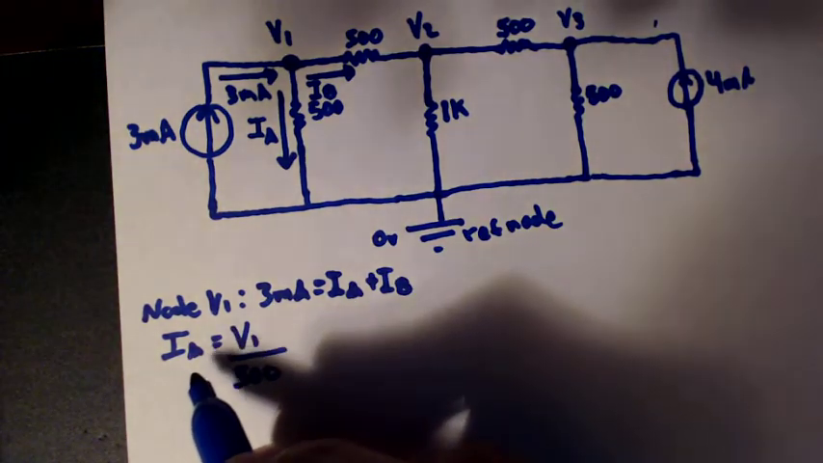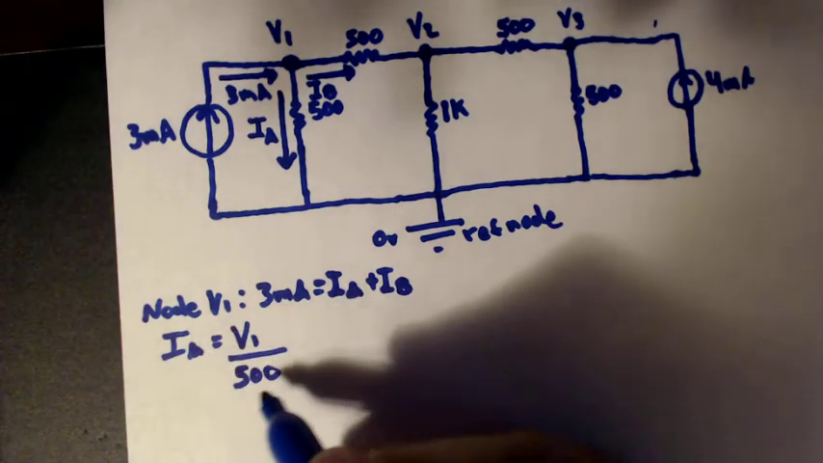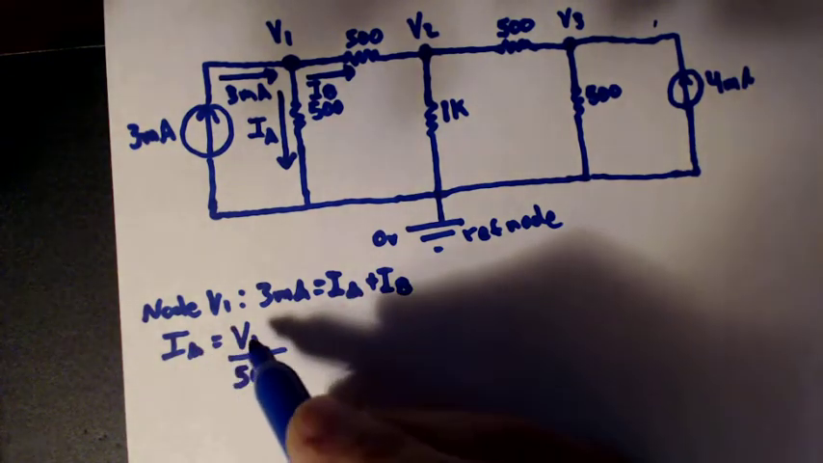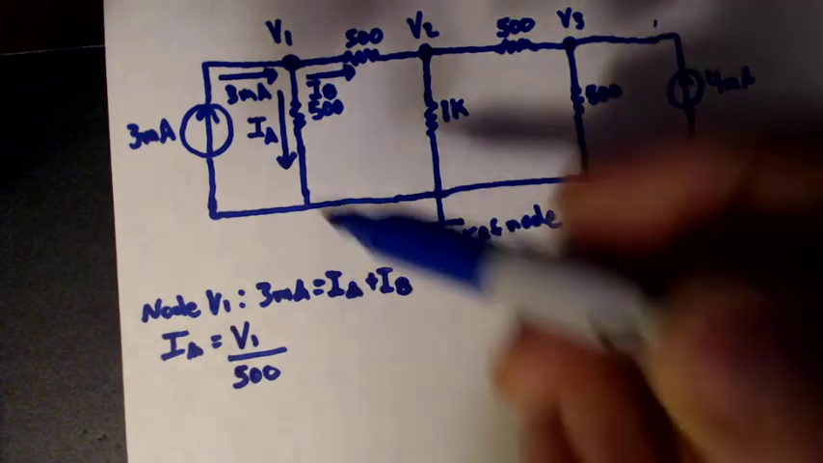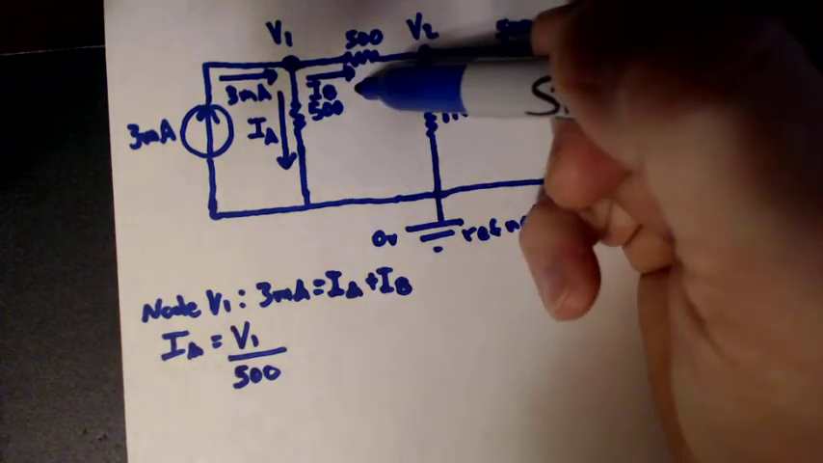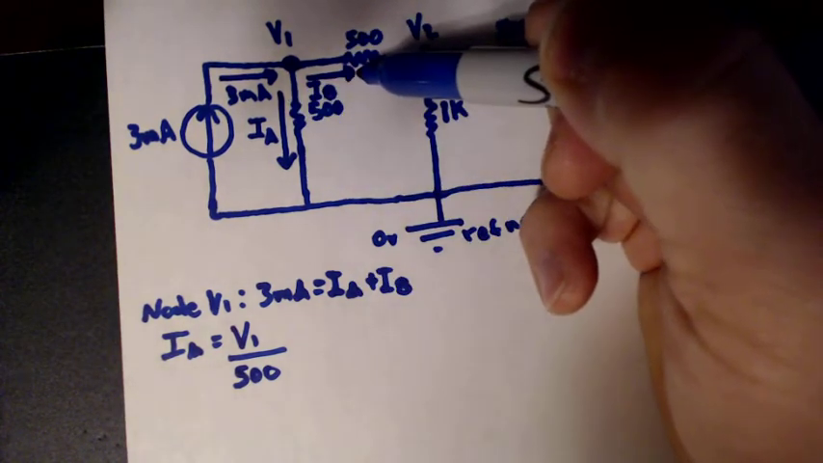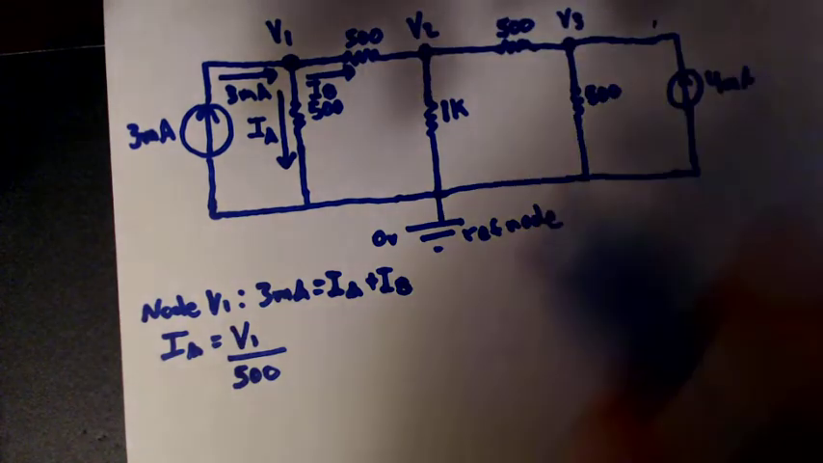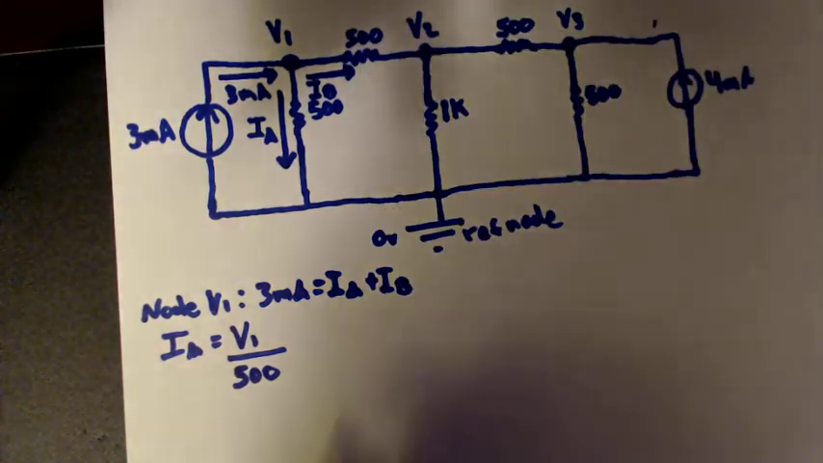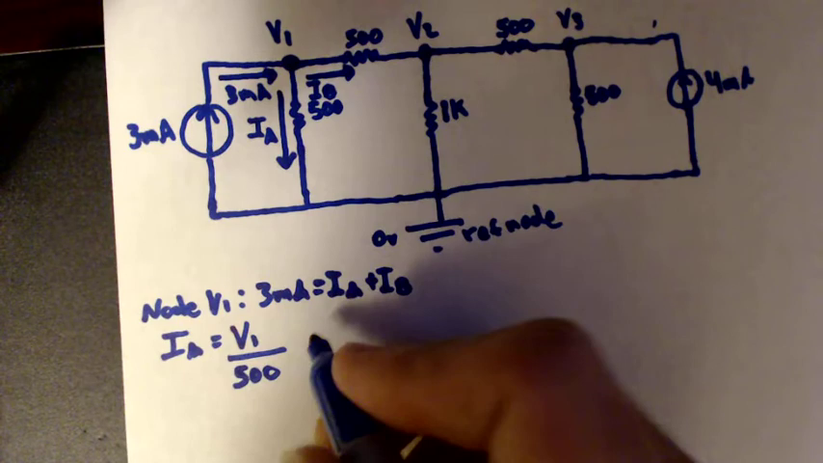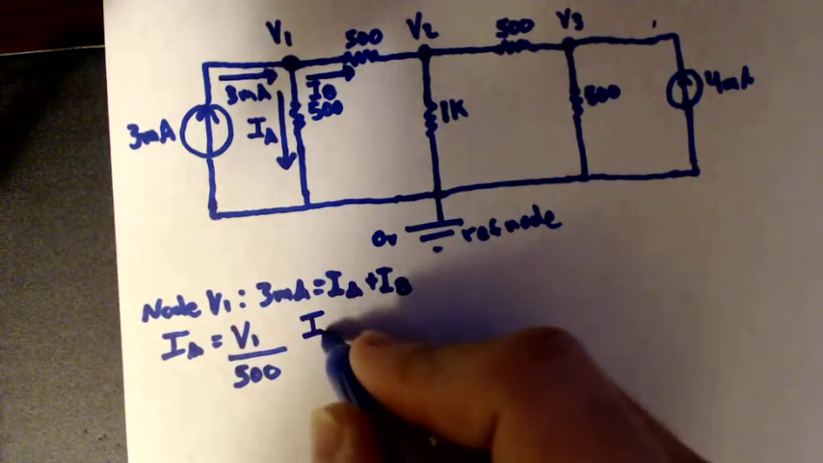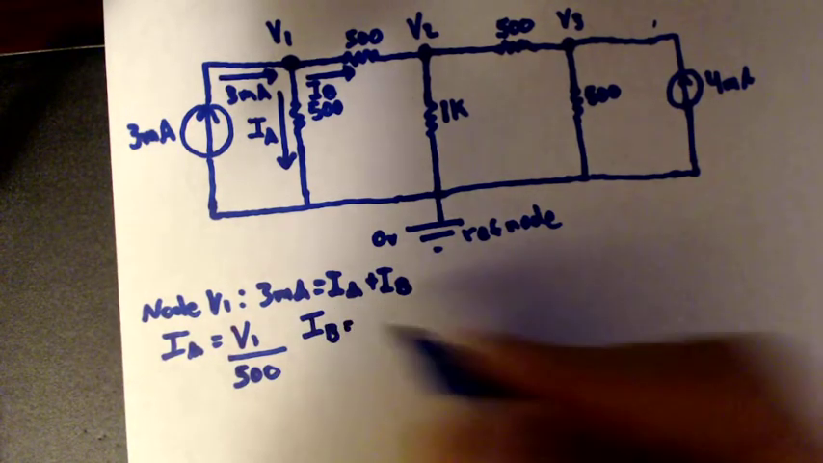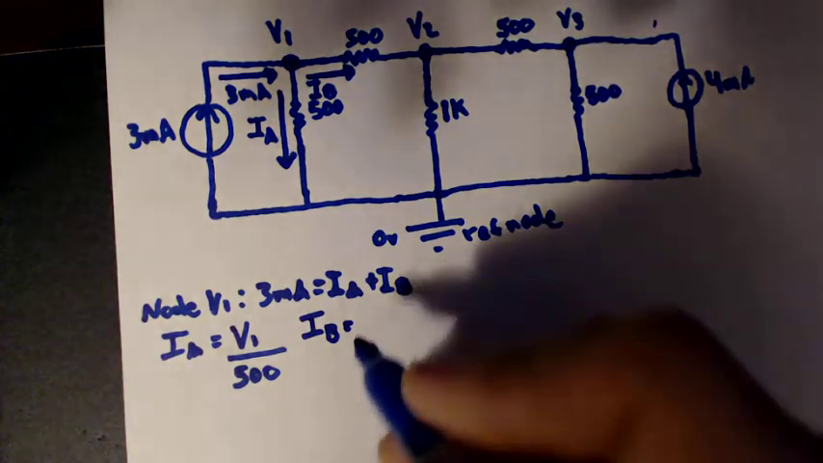So I've already said what IA is. I already know what IA is, my current. It's V1 divided by 500. So that takes care of IA. Let's go ahead and write out the current IB for this 500 ohms over here. Now, what is IB going to be equal to?